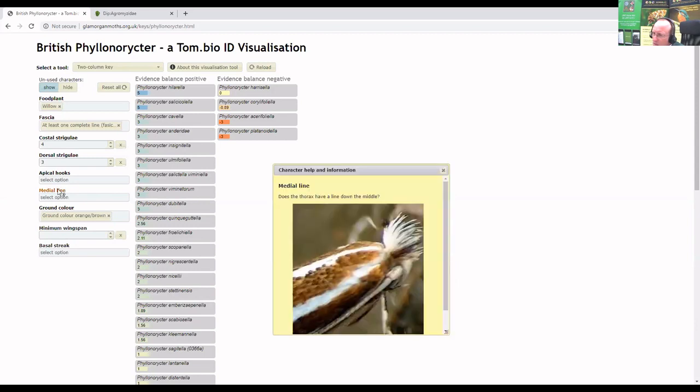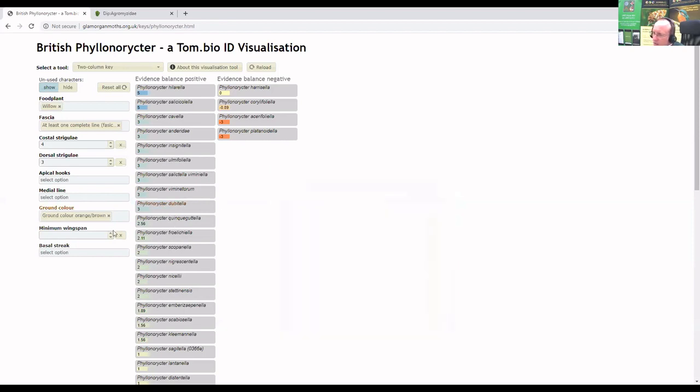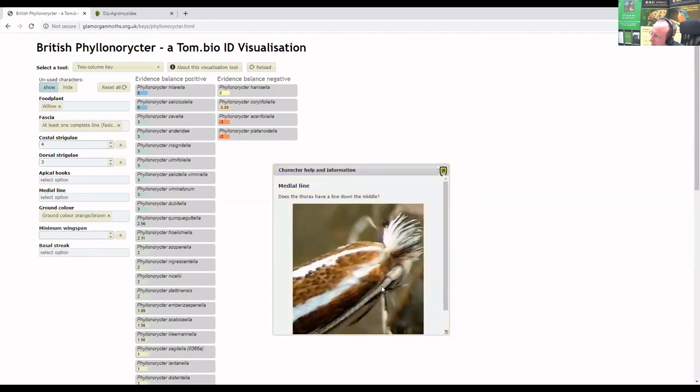And the medial line, this is a line across the middle of the thorax. So in this case, this has clearly got a white line across the middle of the thorax. So you would tick that as saying yes on there, and that would filter again. You can include things like wingspan and the presence of a basal streak. Actually, if I go back to that, this is a basal streak, this line here.